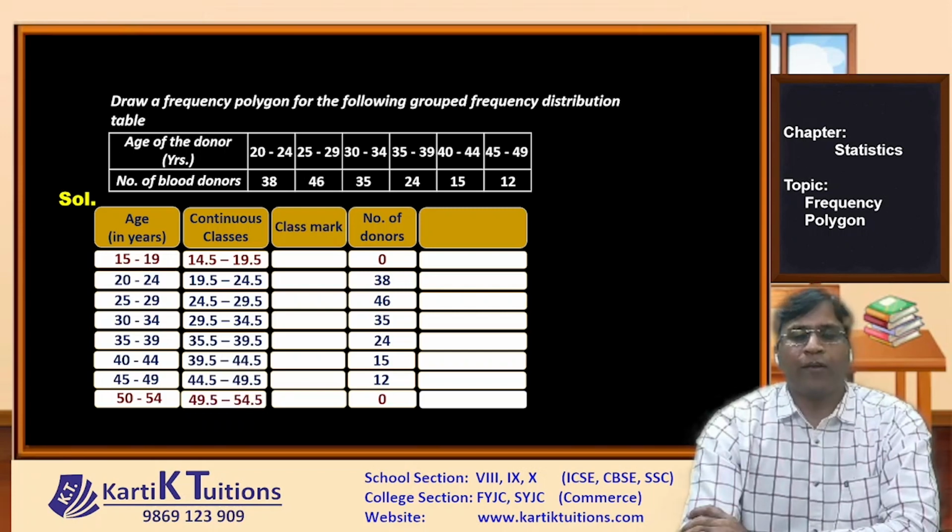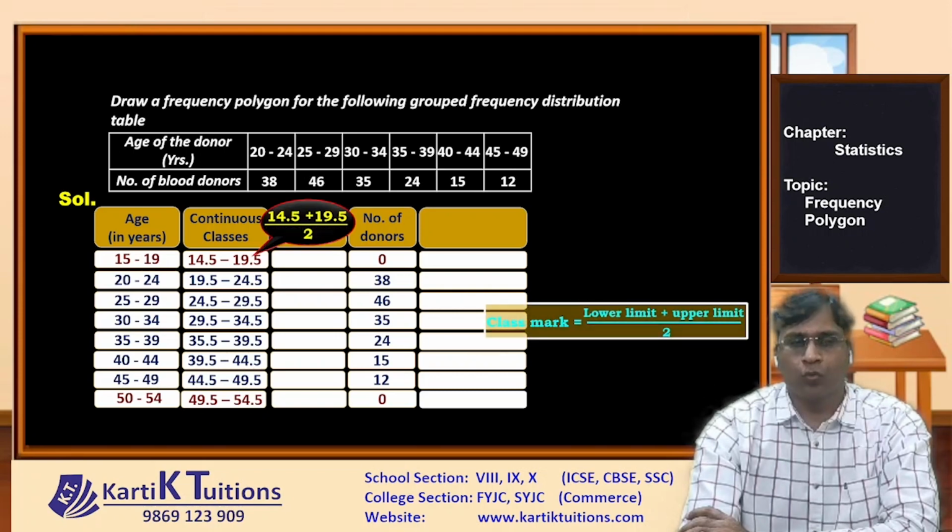Now we have to find the class mark. What is the formula to find the class mark? Lower limit plus upper limit upon 2. So 14.5 plus 19.5 upon 2. Now that will give us 34 upon 2, that is 17. Now don't do further hard work. Just use your presence of mind.